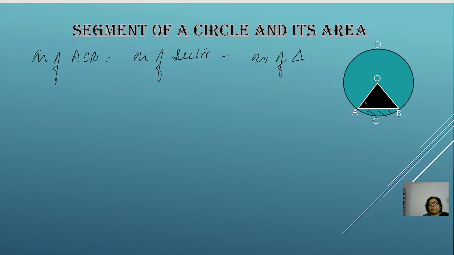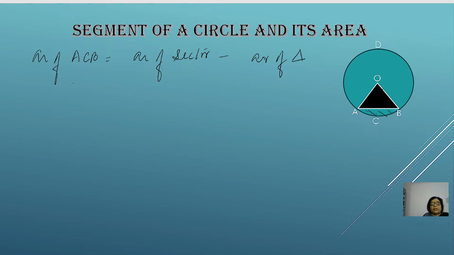Now, one thing must be remembered here. These are the two radii. OA and OB are the two radii. So automatically all these triangles are isosceles triangles over here. Now, suppose the angle subtended at the center is 90 degrees. In that case, we will get a right angle triangle over here.